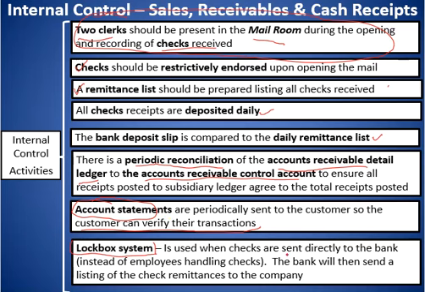So it's used when checks are sent directly to the bank instead of the employees at the company handling the checks. What happens is then the bank will obviously deposit the checks on that daily basis and will send a listing, in effect, or will send the remittances of those checks directly over to the company. So the company itself never has to handle the cash. It goes directly into the bank, and we don't have to worry about that being done.